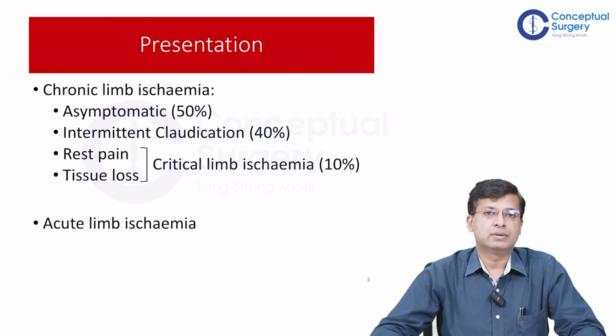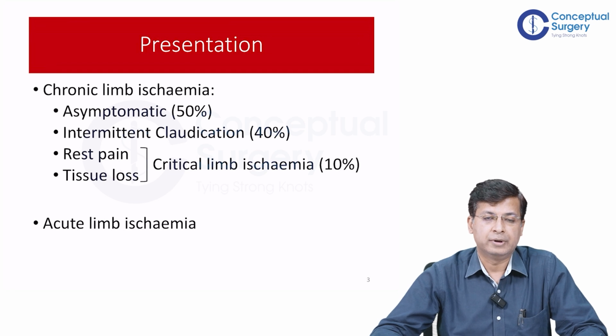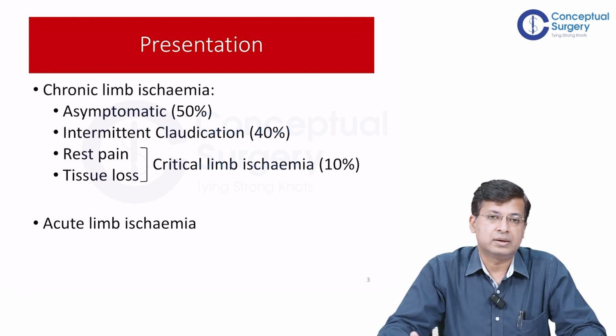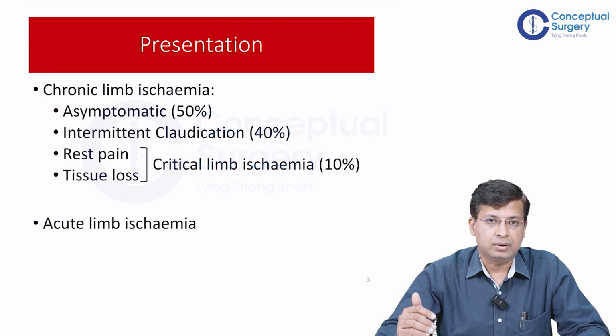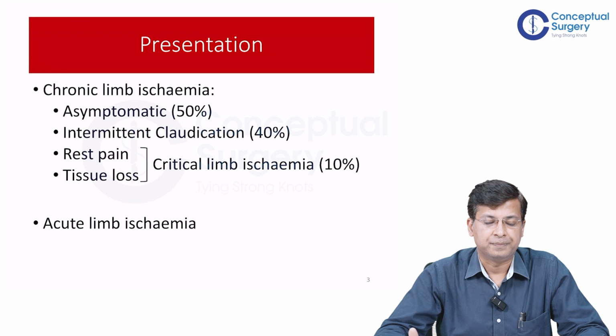Now, arterial disease of the lower limb can present in two different and distinct forms. One is a chronic form, or chronic limb ischemia, and the other one is acute limb ischemia. In the exam, 99% of the cases of arterial disease of the lower limb given to you will be chronic limb ischemia. So, my lecture here will be confined mainly to the chronic presentation of limb ischemia.